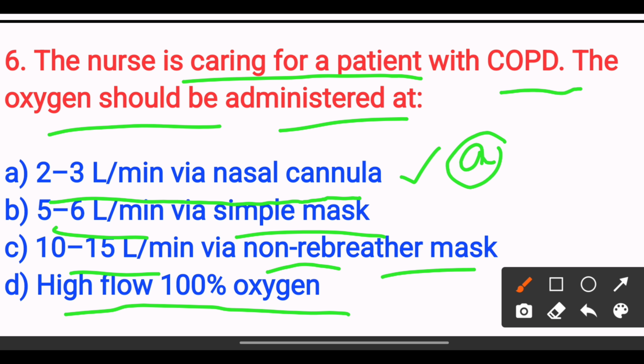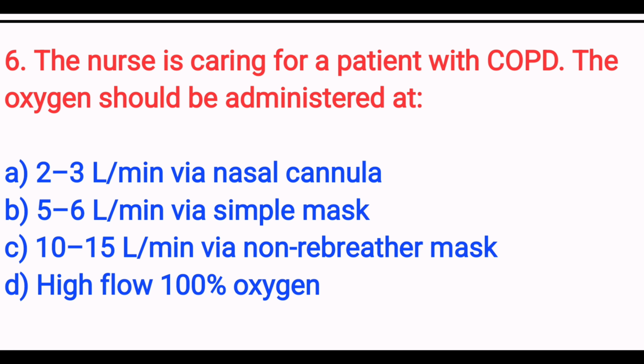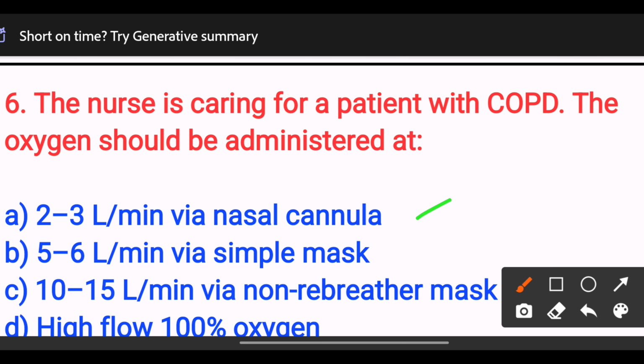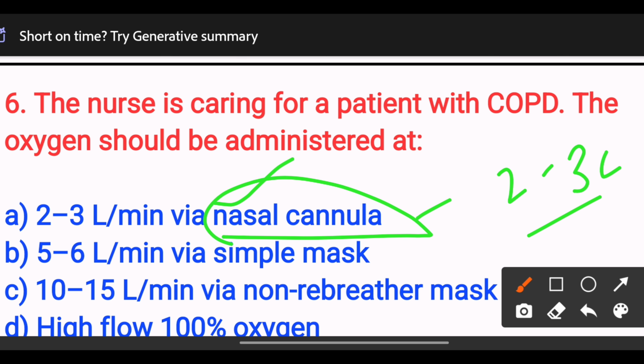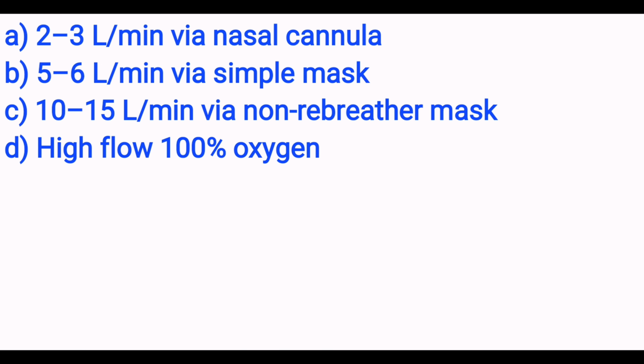COPD patients rely on the hypoxic drive to breathe, so high flow oxygen can suppress the respiratory drive, leading to CO2 retention. The safe oxygen level is 2 to 3 liters per minute, and we use the nasal cannula. So the answer is option A.